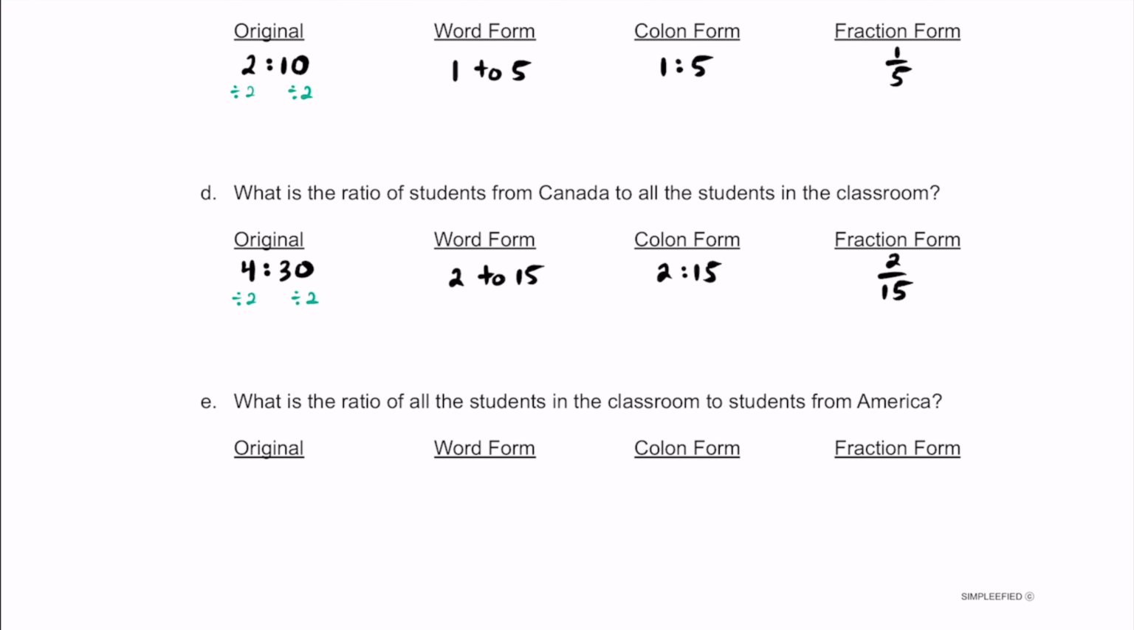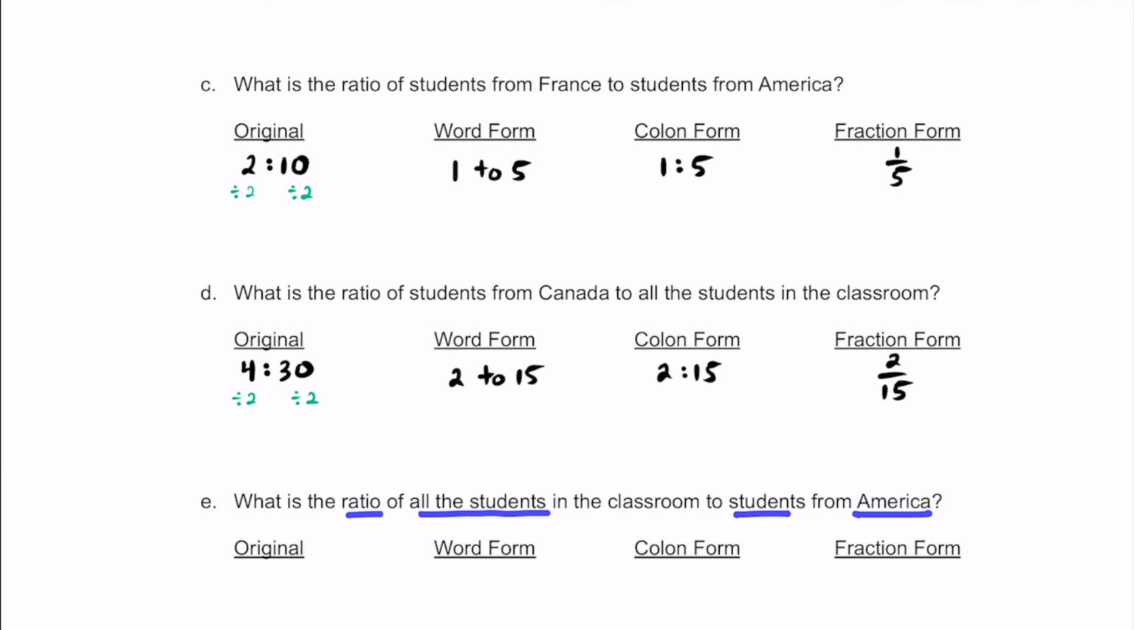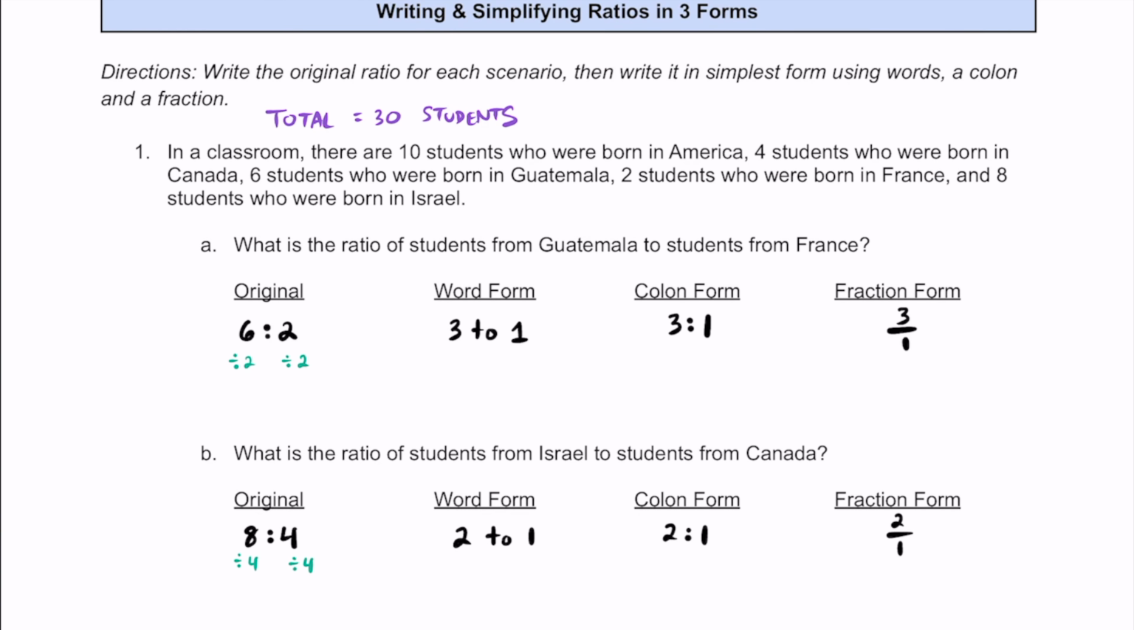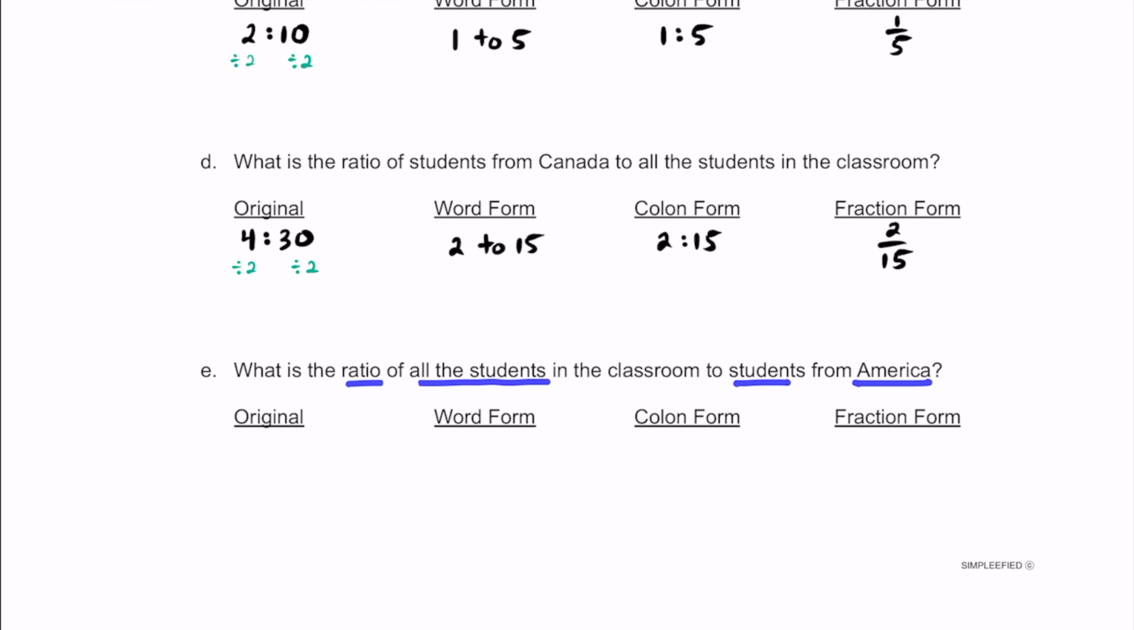For E, we're being asked what is the ratio of all the students to just the students from America. So how many are all the students? Well, that's 30. And from America, it looks like there are 10 here. So we have all the students, which we said was 30, and the students born in America was 10. Now let's simplify this using their GCF.